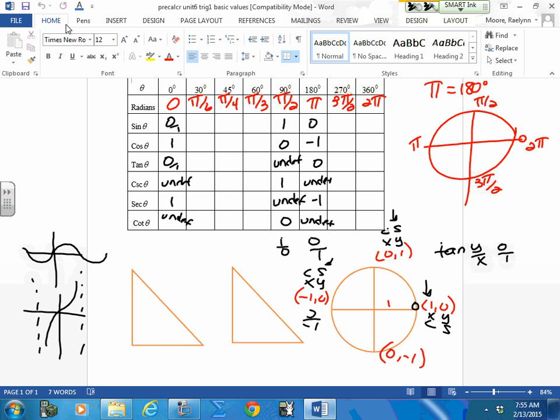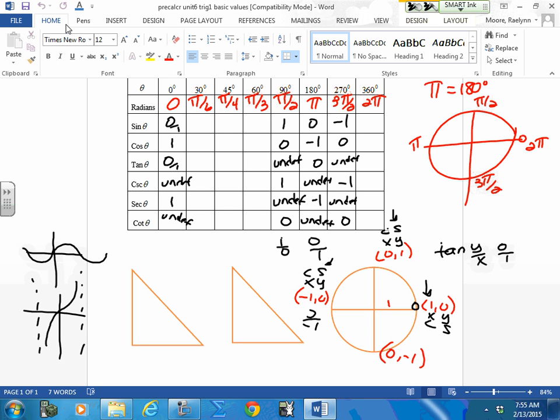Okay. 270. What's the sine of 270? -1. What's the cosine? 0. What's the tangent? Undefined. What's the cosecant? What's the secant? Undefined. And the cotangent. See a little pattern?